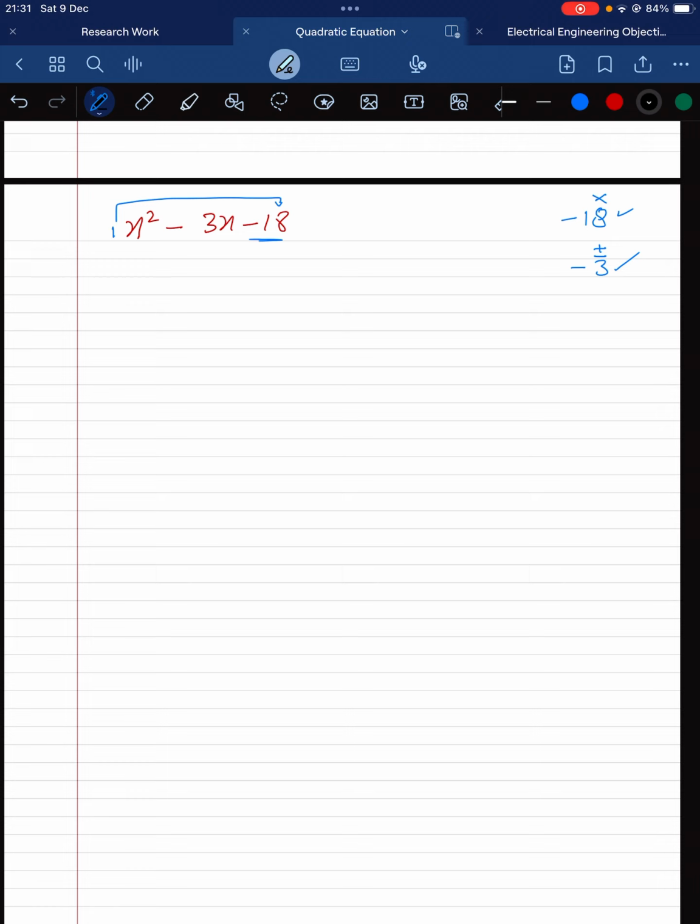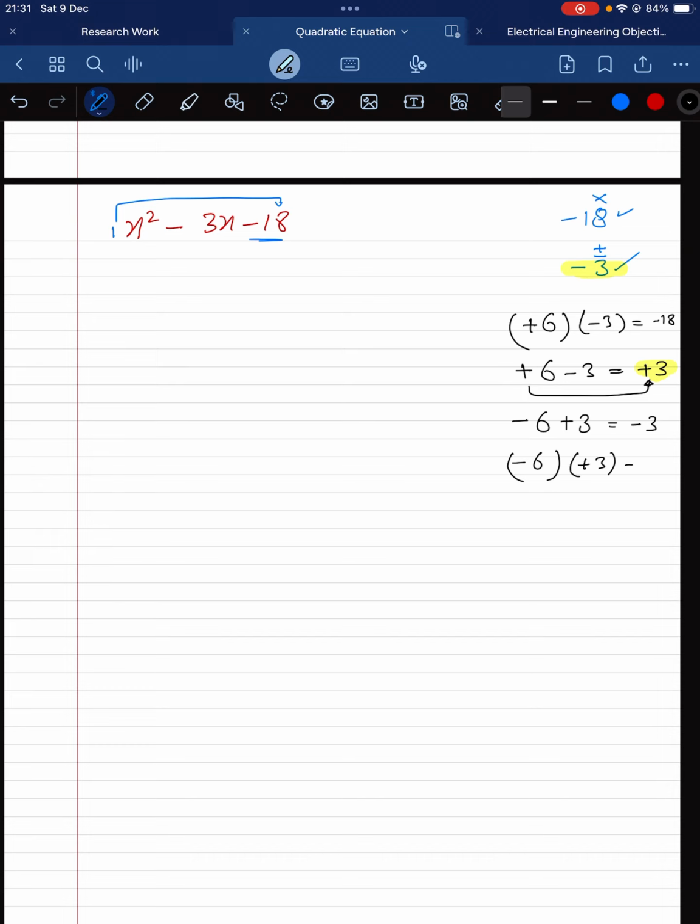We know that 6 times 3 is 18. Let's say I take plus 6 and minus 3. When you multiply them you will get minus 18. Now if you add them, plus 6 minus 3, what will you get? You will get plus 3, because we take the sign of the bigger value when adding or subtracting. But our requirement is minus 3, and now we are getting positive 3. So we can just change the sign. If I take minus 6 and plus 3, then I will get minus 3, and when I multiply them, I still get minus 18.